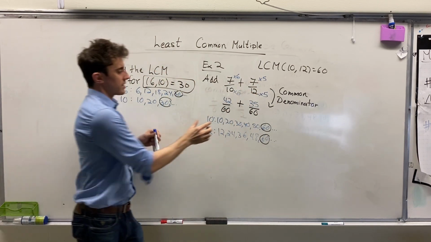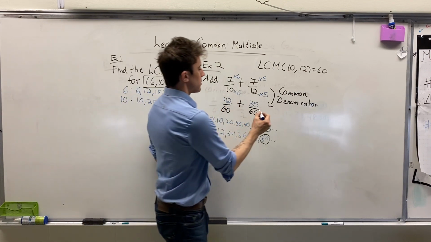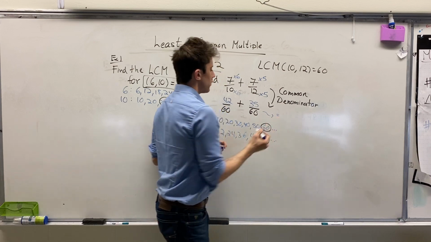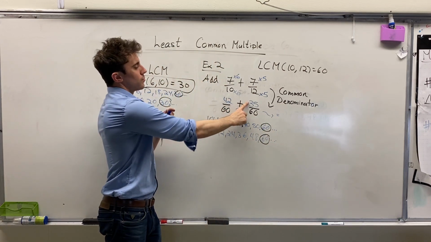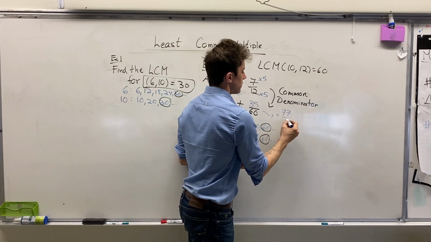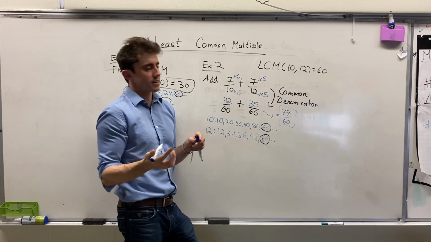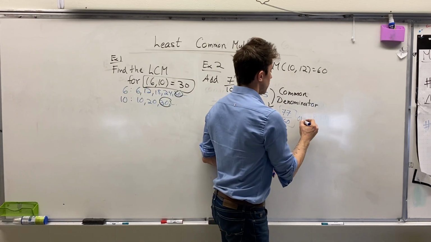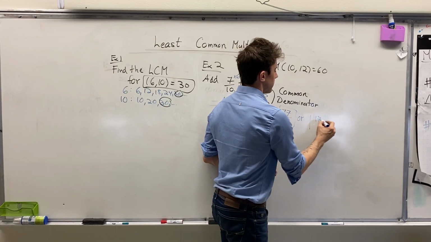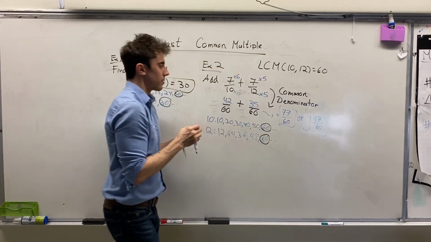And now that we have our nice common denominator, we can simply add the numerators. And so in the end, we get a sum of 42 plus 35, which is 77 sixtieths. If you'd like to write this as a mixed fraction, if you're practicing, that's 1 and 17 sixtieths. And there we have it, okay?